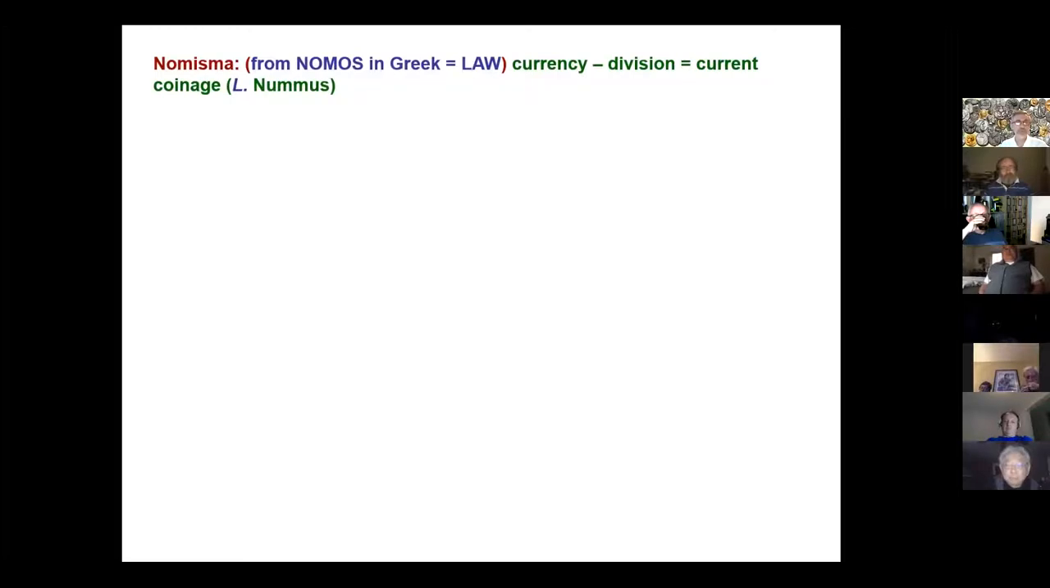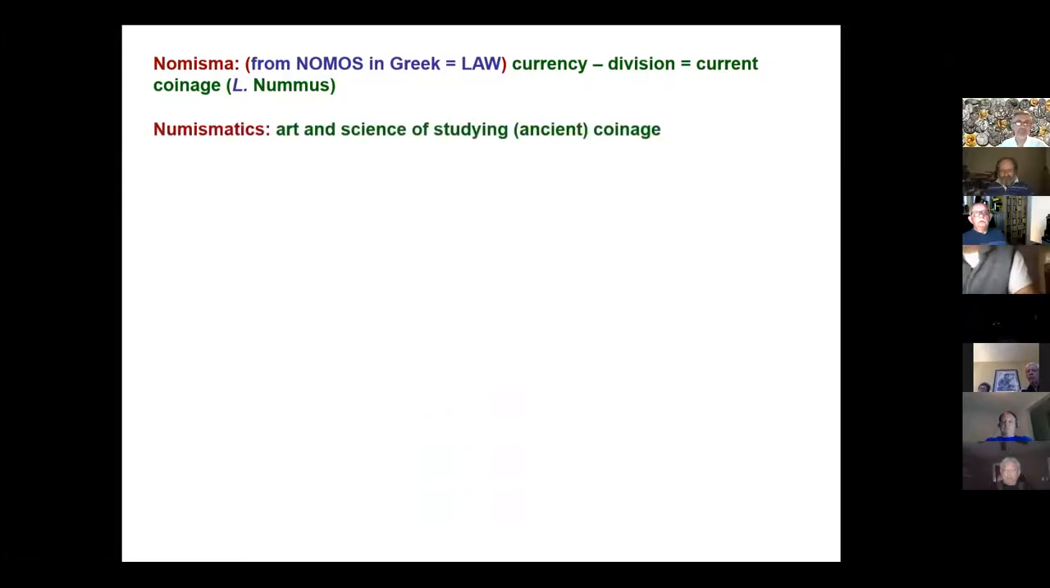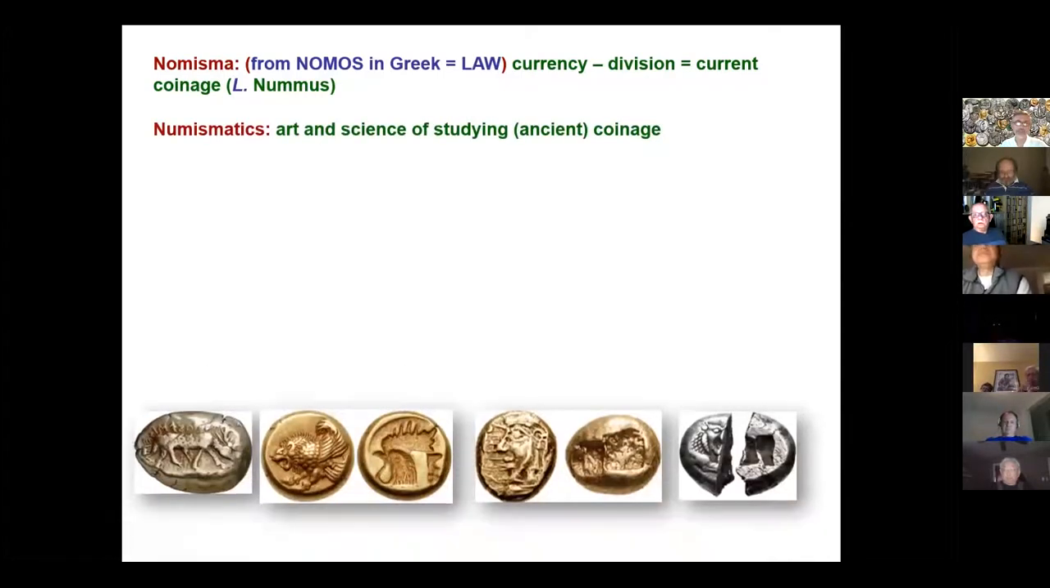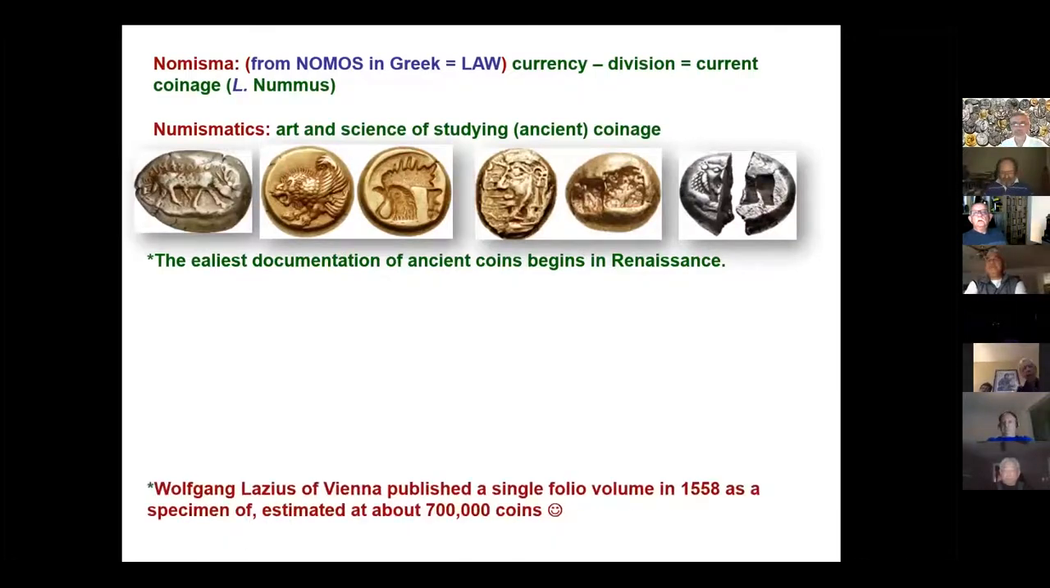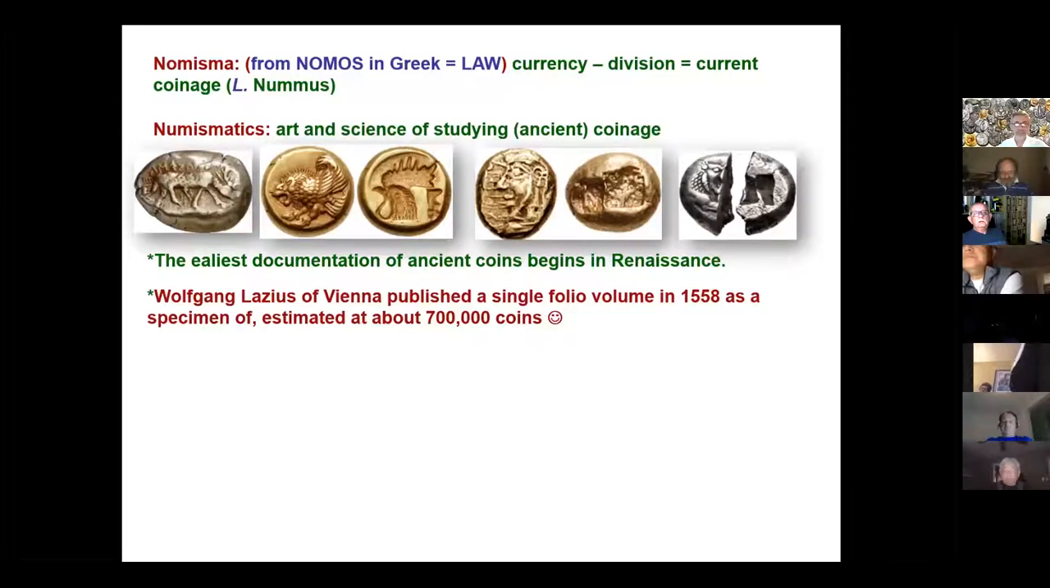The word nomisma comes from Greek nomos, which means law, currency, division. And then numismatics, art and science of studying ancient coinage. The earliest documentation of ancient coins begins in Renaissance, like many other things. Wolfgang Lazius of Vienna published a single folio volume in 1558 as a specimen of estimated at about 700,000 coins. I have a smiling face there. That was his projection. That was he thought that he could bring together. But now we know that there are millions and tens of millions of coins to catalog and to learn from.